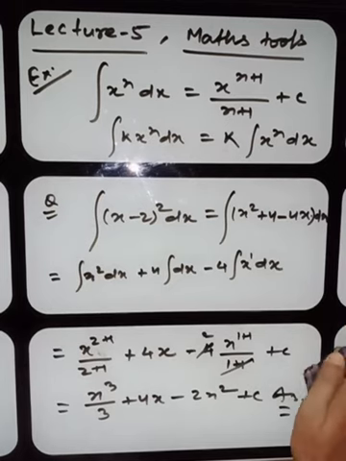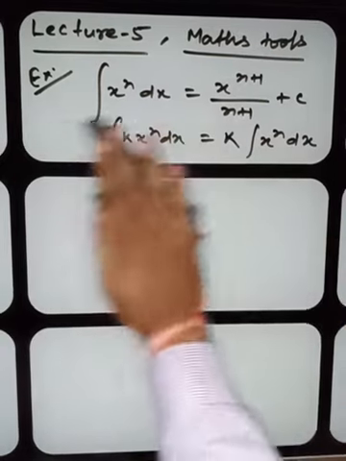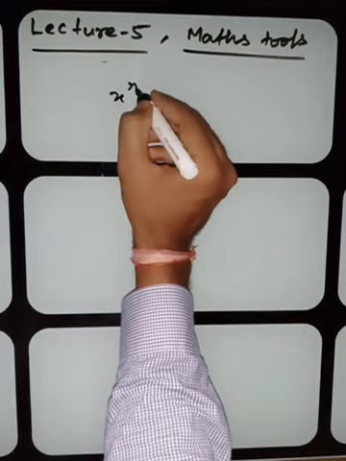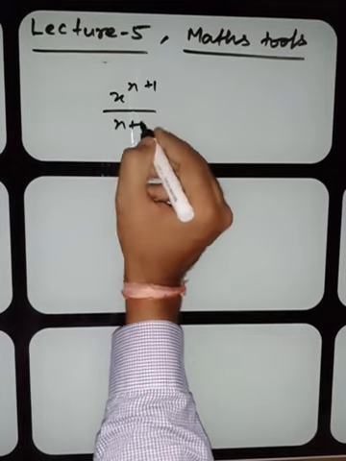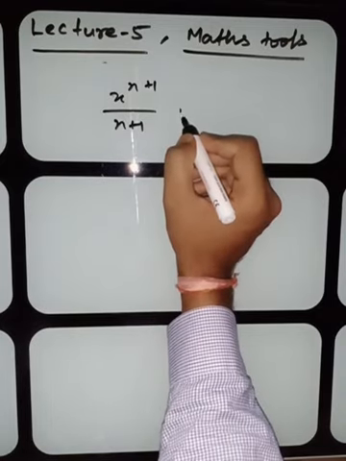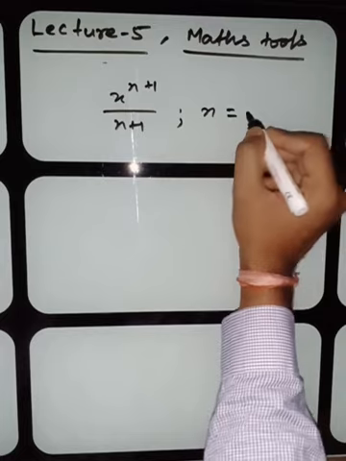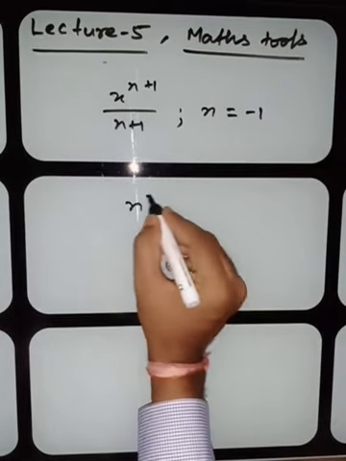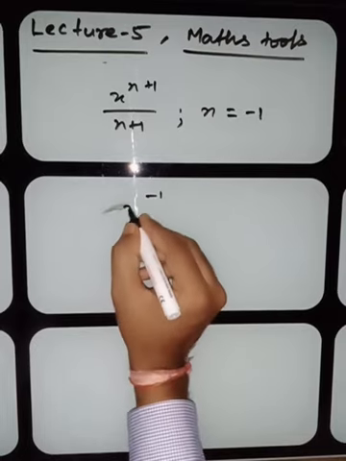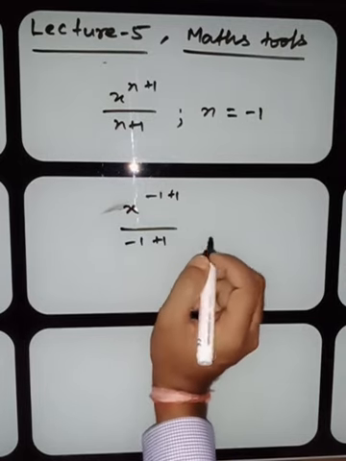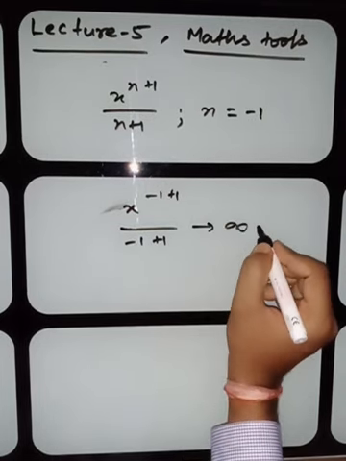So let me grab it. You know, students, for the integration, the formula is x to the power n plus 1 divided by n plus 1. One of my students asked, sir, what if n is minus 1? An intelligent question. If we put minus 1 here, x to the power minus 1 plus 1 divided by minus 1 plus 1, so this goes to infinity.